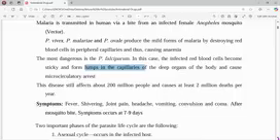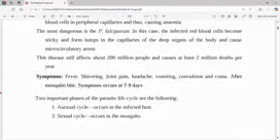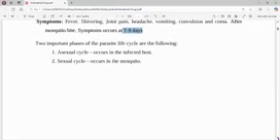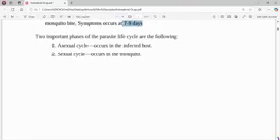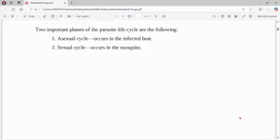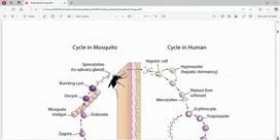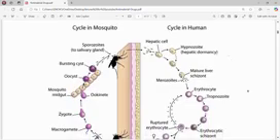Now, what are the symptoms involved in the parasitic infection? The symptoms start with fever, shivering, joint pains, headache, vomiting, convulsions, and sometimes coma. These symptoms occur 7 to 9 days after the mosquito bite. Now, as we have already discussed, the malarial parasitic infection has its life cycle in 2 phases, that is the asexual cycle and the sexual cycle. Now we are moving towards the discussion of the sexual and asexual cycle.